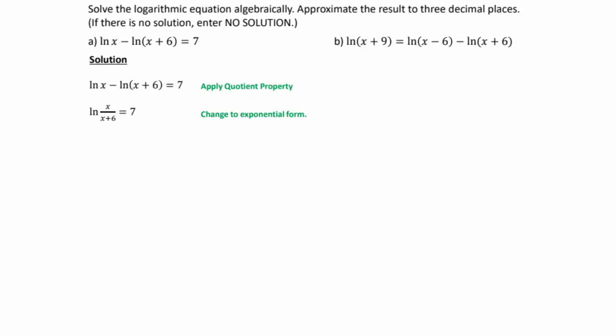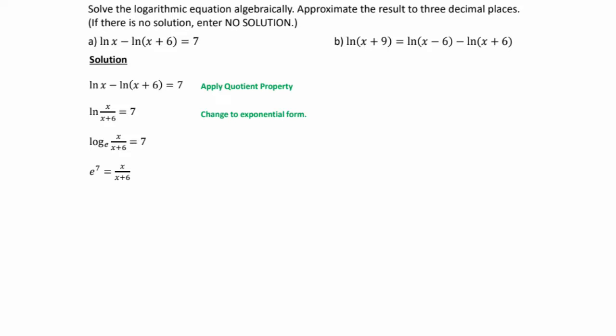Now, I can do this problem several ways. I can use the inverse properties, or I can change it to exponential form. And that for me works great. So what this is telling me is, if I have the log of x over x plus 6, let me convert it to the scientific log so you can see it better. Log of base e of x over x plus 6 is equal to 7.